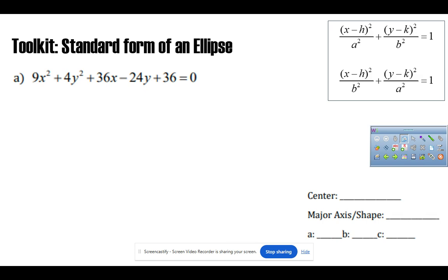So, in order to do this, this is in your toolkit. I'm not exactly sure which page. I don't even know if your toolkit has pages at this point. But it's at the bottom or the next page of what we did yesterday. So you can find that ellipse section. I think we were on page 3 yesterday.